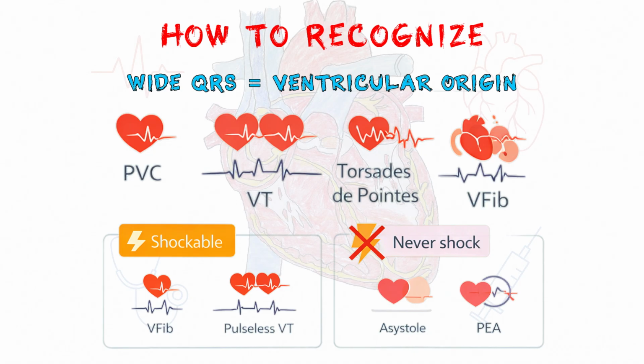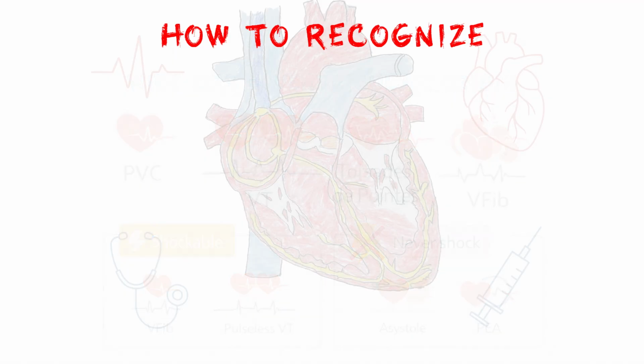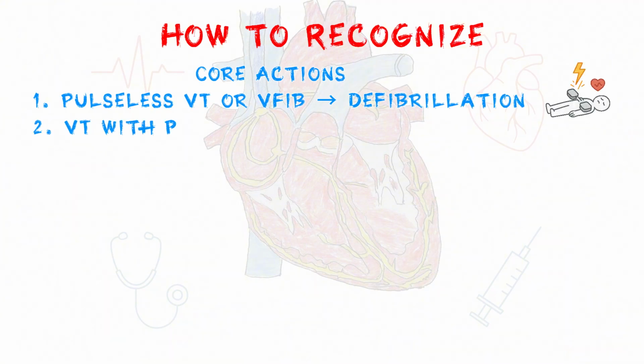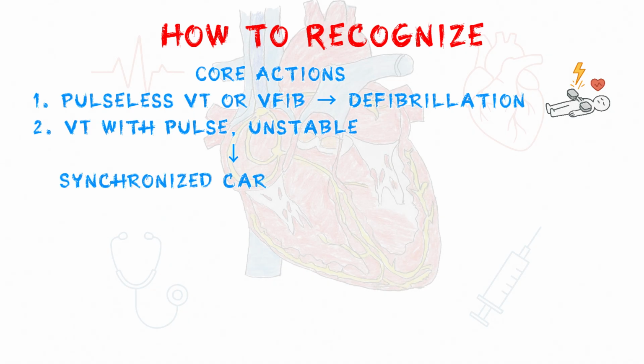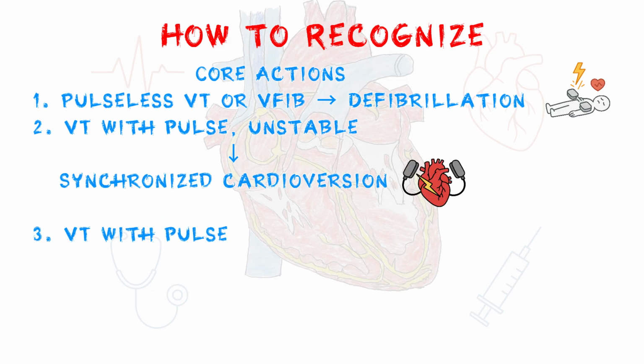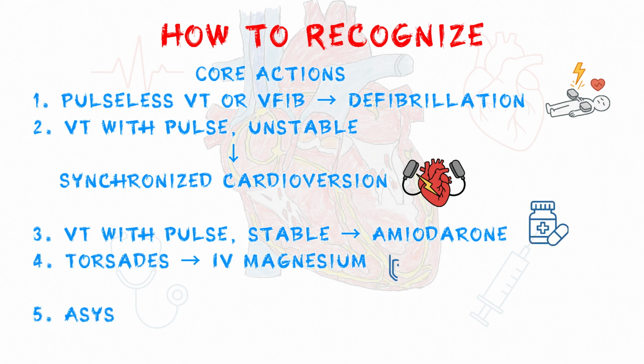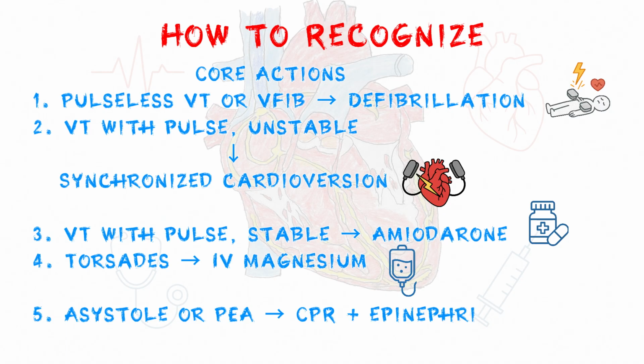If we summarize everything into a small cheat sheet: first, pulseless V-Tach or VFib, treat with defibrillation. Second, V-Tach with pulse and unstable, synchronized cardioversion. Third, V-Tach with pulse but stable, amiodarone. Number four, Torsades, IV magnesium. And number five, asystole or pulseless electrical activity, treat with CPR plus epinephrine.